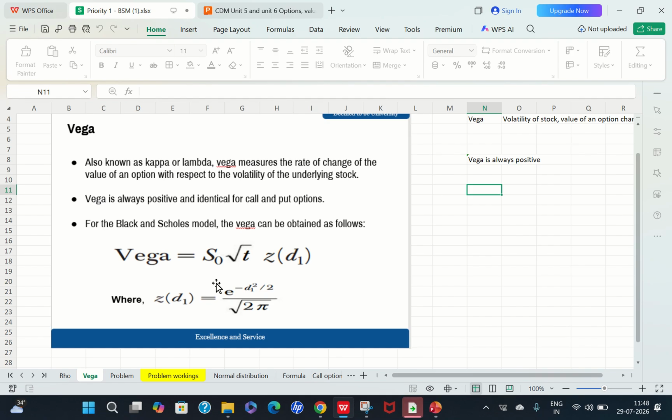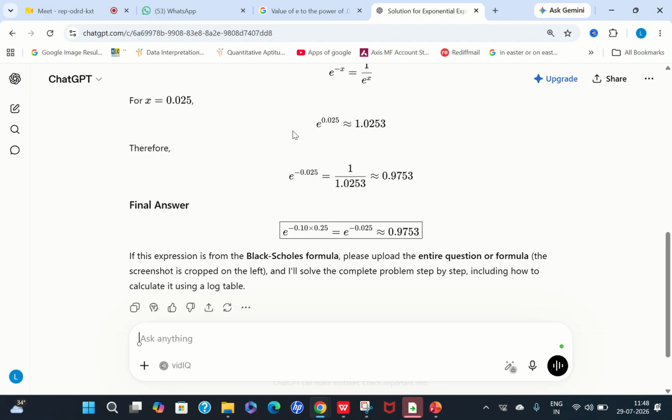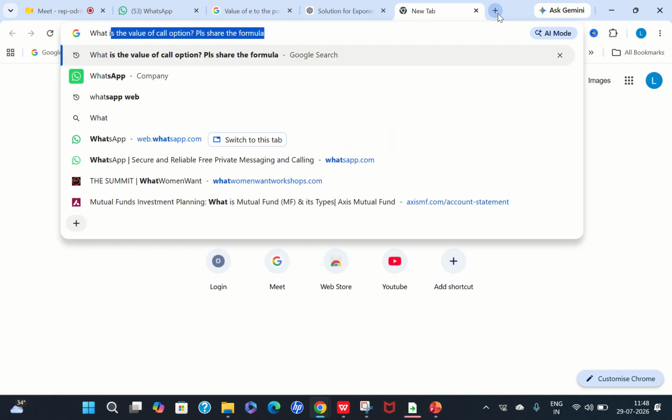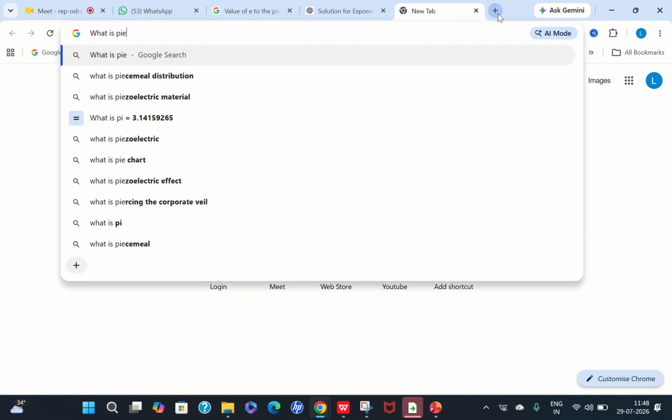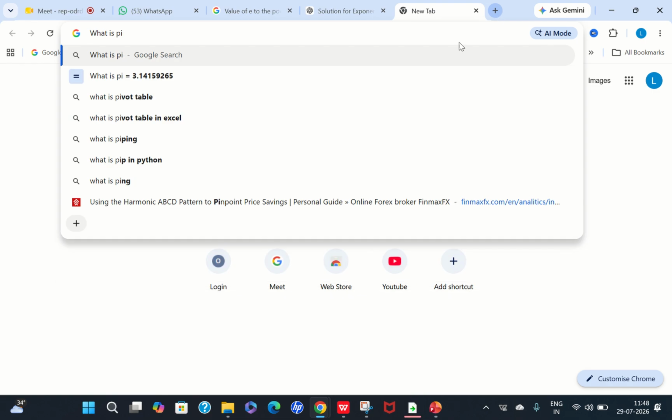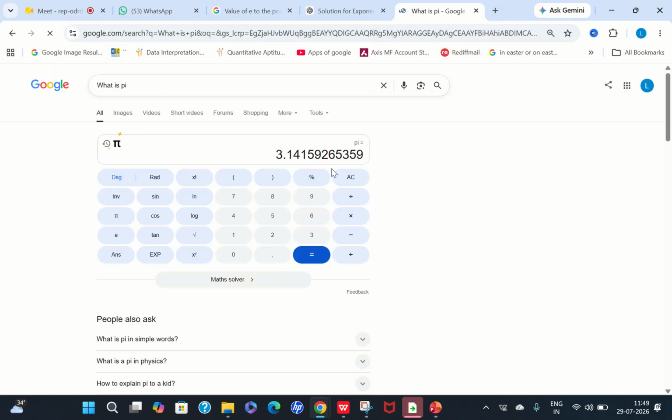What is the pi value? 3.14159. So it can be rounded off to 3.14 or 22 by 7. So it is the pi value. Symbols are very important here. Pi, standard deviation, theta, gamma, delta, vega, rho, all are very important.